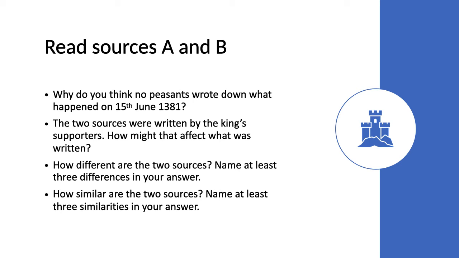First one, why do you think that no peasants wrote down what happened on the 15th of June, 1381? There were 25,000 of them there, but we don't have any accounts from peasants. Both of the sources for question 2 are written by the king's supporters. Now, how might that affect what was written, do you think?